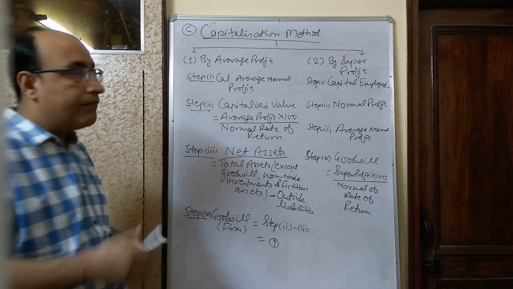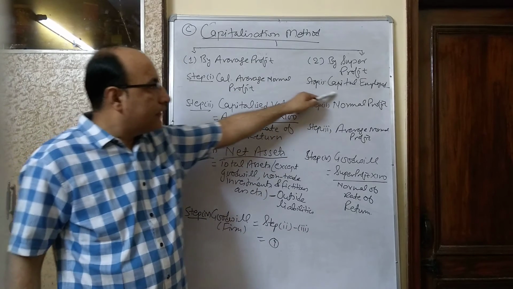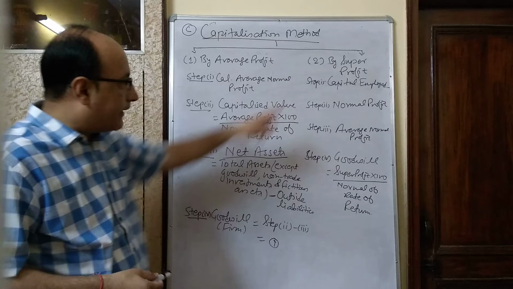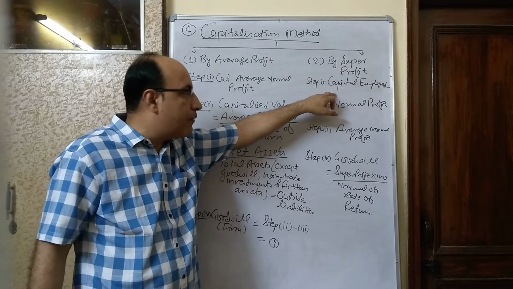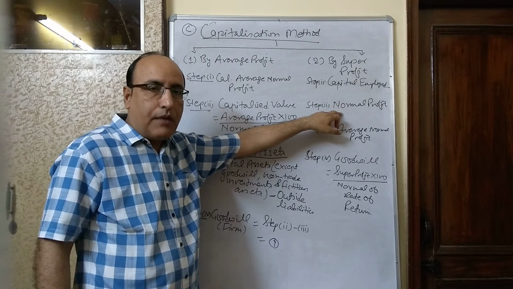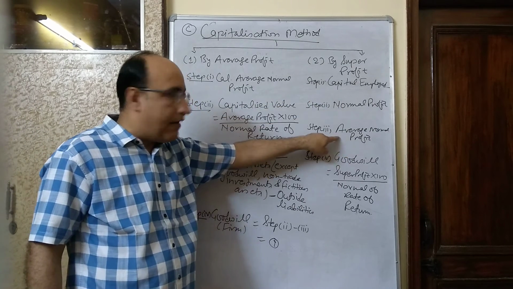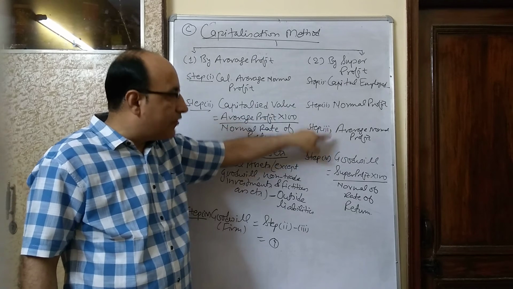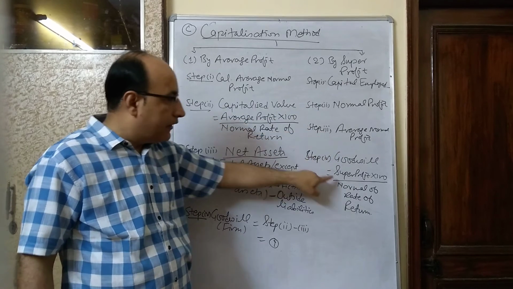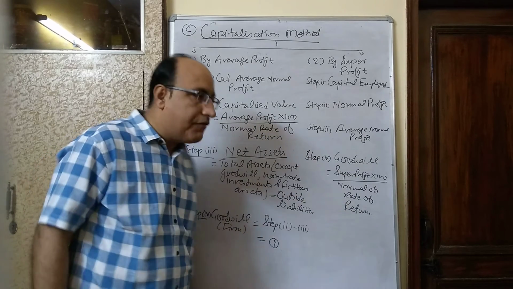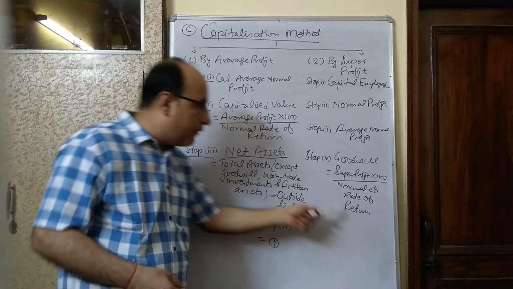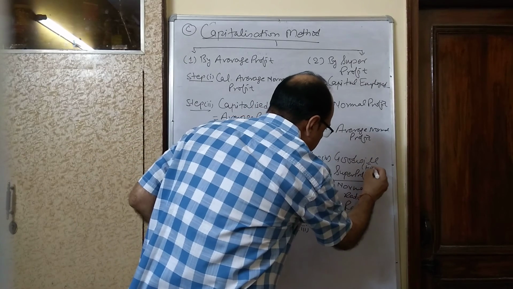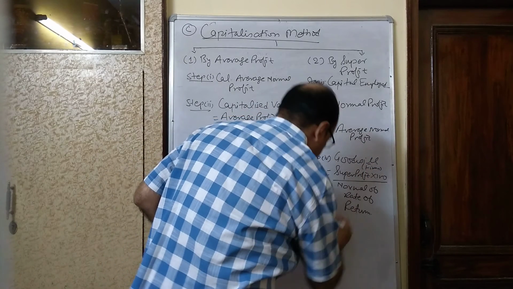I'll repeat it again. By the super profit method, capital employed, then you have to calculate the normal profit, which we had calculated in the previous method, that is capital employed multiplied by normal rate of return. Then we'll go to the average normal profit. Then what happens? Difference between step 3 and step 2, that is the normal profit and the average profit, you'll get super profit, and through super profit you are able to calculate the firm's goodwill. It will be the increased value. And then you'll get the firm's goodwill.